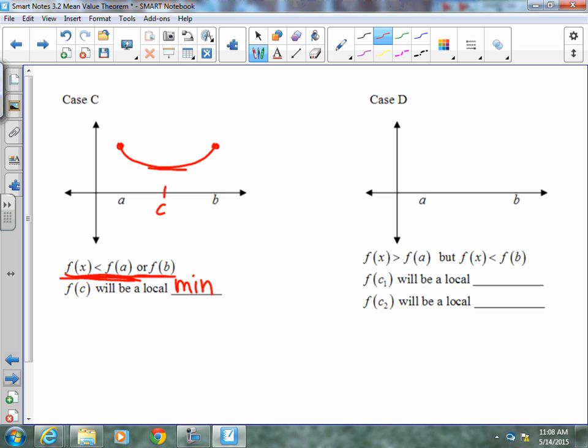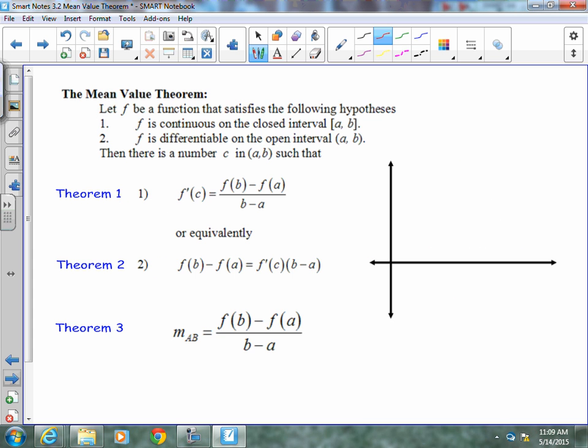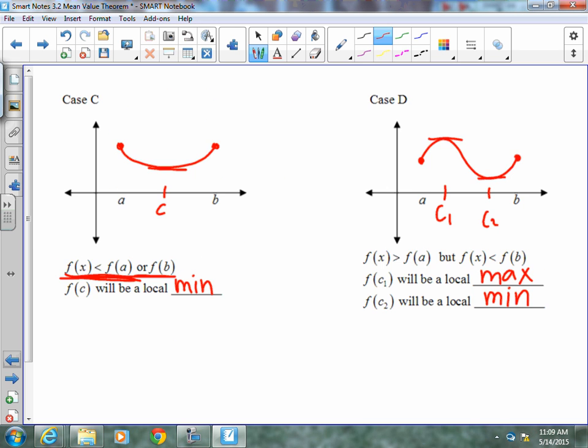Now, case D could be where f of x is greater than a, but also less than b, so something like this, which means we'd have a c1 and a c2, both of which have a slope of 0. f of c1 would be a local max, f of c2 would be a local min. Theorem 5.